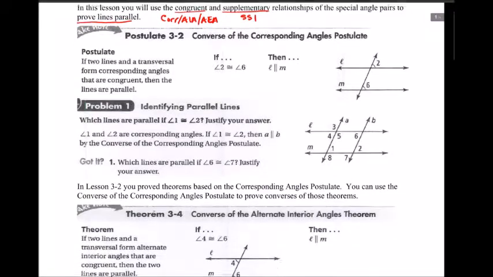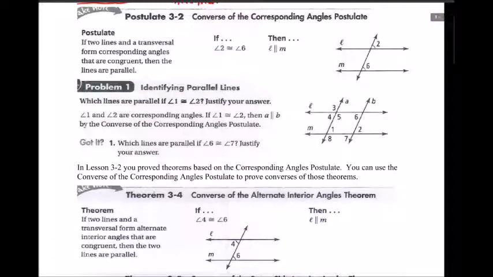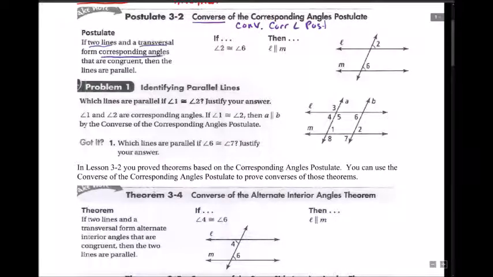So let's look at our first theorem. It's the converse of the corresponding angles postulate, so we can shorten this one down to converse of corresponding angles postulate. And it says that if two lines and a transversal form corresponding angles that are congruent, so we still have our two lines and our transversal, and our corresponding angles are congruent, that's our requirement, then we can say that our lines are parallel.